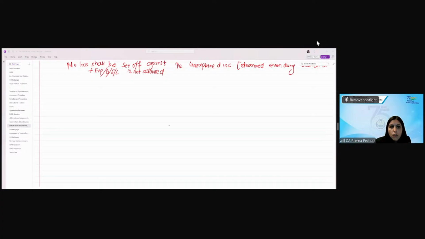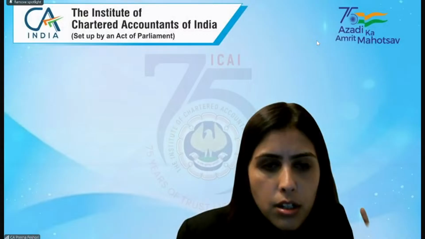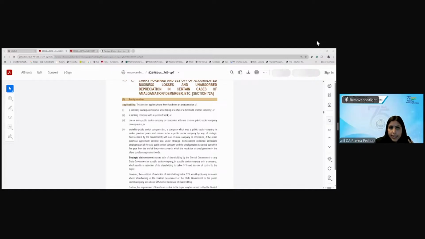But in case of amalgamation or the demerger, let me take you to the module. Amalgamation, in this particular case, if there is an amalgamation of a company which is owning an industrial undertaking or which is owning a ship or a hotel with another company. So amalgamation only of these entities. An entity holding an industrial undertaking, ship or a hotel with any other company.